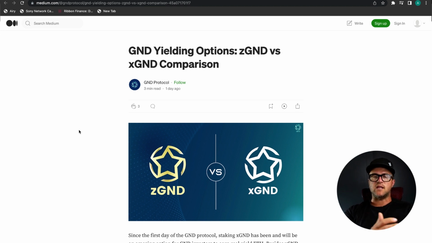xGND being a locked token that you do need to vest for if you want one-to-one recovery of that xGND value back into GND. You do have to vest for 200 days. 50% APR currently on that. The yielding power of zGND will be half that of xGND, so eventually the APRs should be at about half.